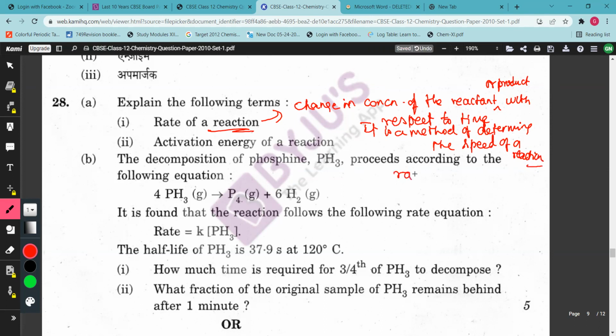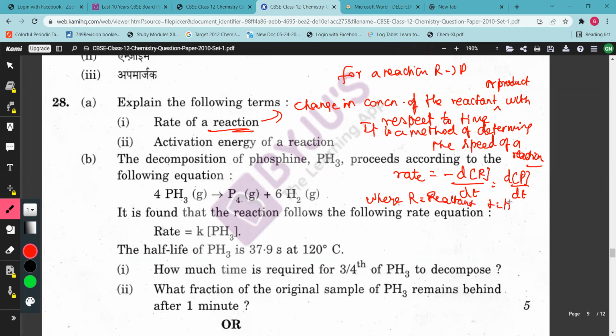So rate is equal to minus dR by dt or dP by dt, where for a reaction R giving P, R is equal to reactant, t is time, P is product.